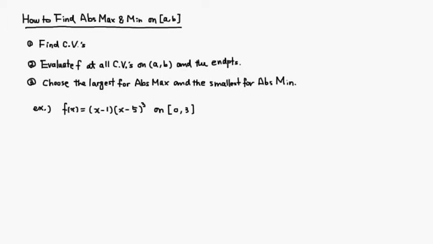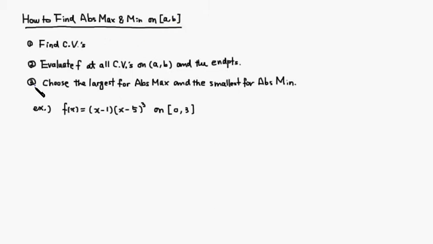All right, let's look at how to find absolute maximum and absolute minimum of a function on a closed interval from a to b. All right, so there are three steps. First step, find the critical values, all critical values. And the second step, evaluate the function at all critical values on that interval, and also including endpoints, which is a and b.